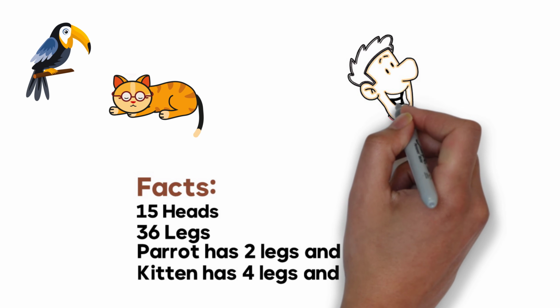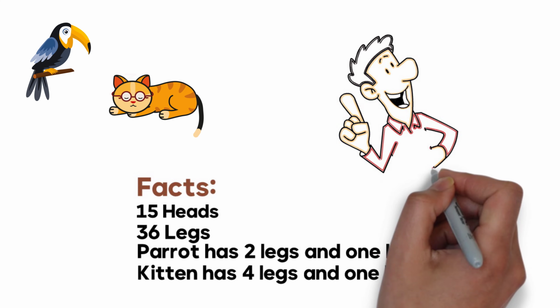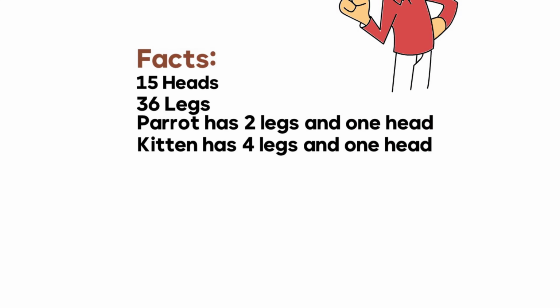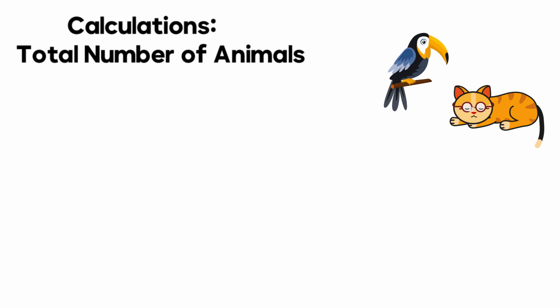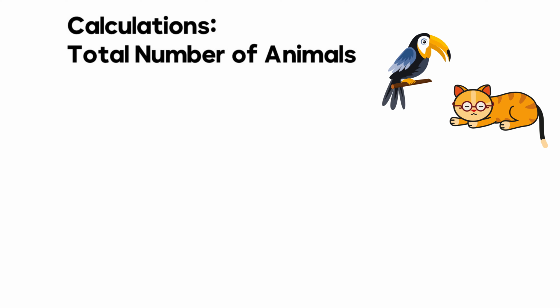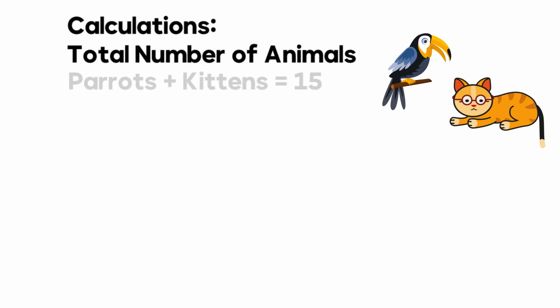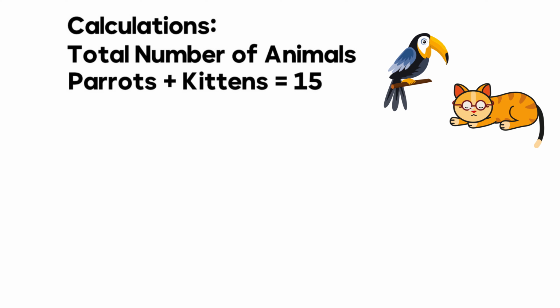And unless it's a fairy tale, I don't know any animal that has more than 1 head. So the number of heads can be used to calculate the total number of animals in the store. Because there are 15 heads, there are 15 animals in the store. Based on this information, we can create a formula: number of parrots in the store plus number of kittens in the store equals 15.